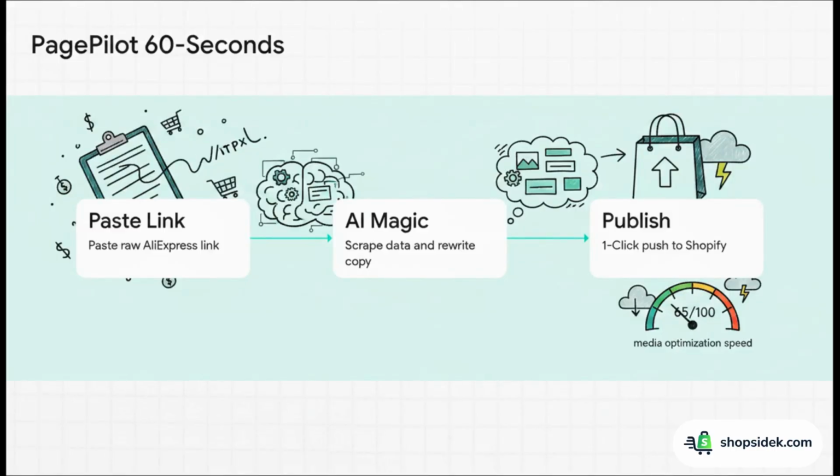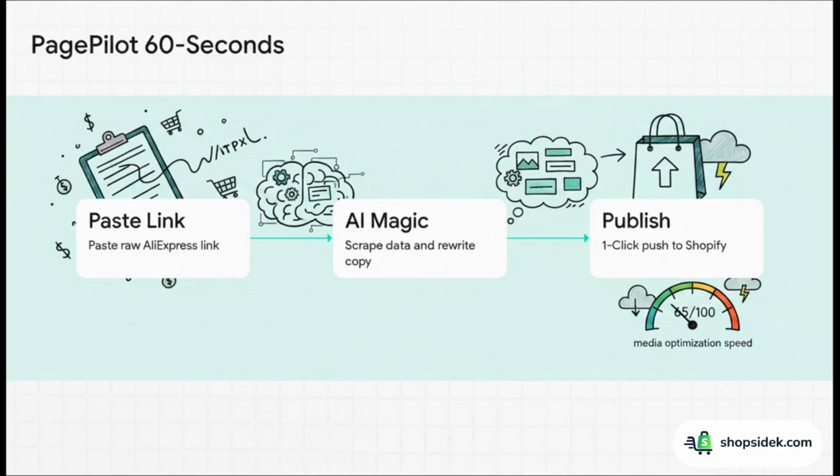Take a look at PagePilot. Talk about an extreme speed hack. You literally just paste a raw, messy AliExpress link into the app. In under 60 seconds, the AI scrapes the data, completely rewrites the copy to actually convert, imports your images, and pushes it live to Shopify with one click. It automates the absolute most tedious part of dropshipping.